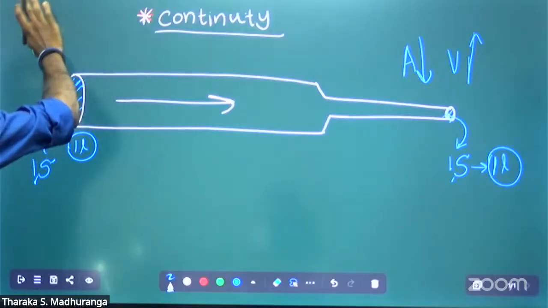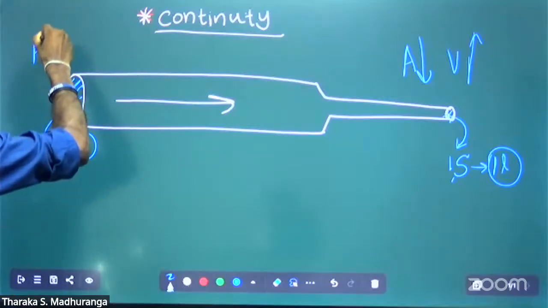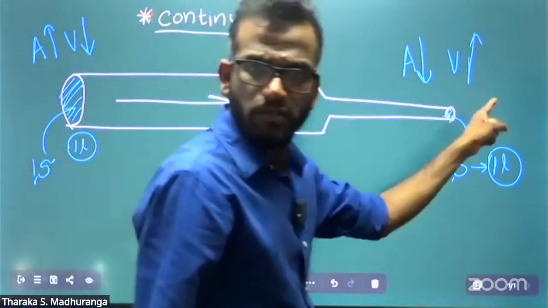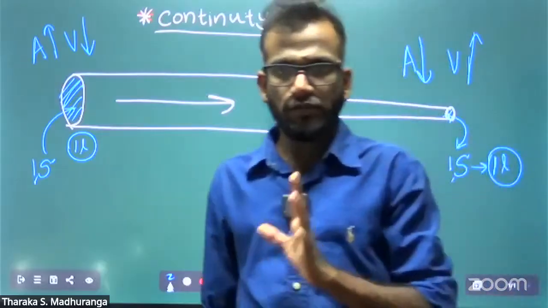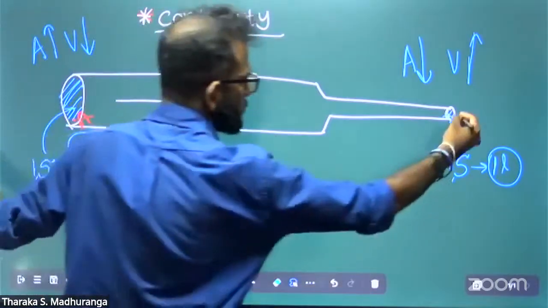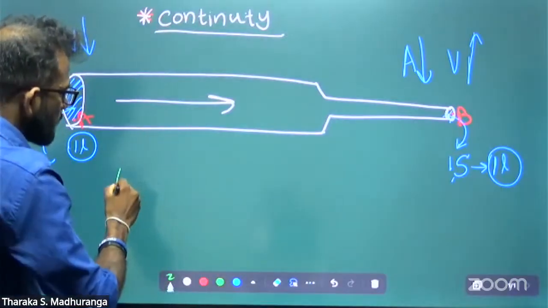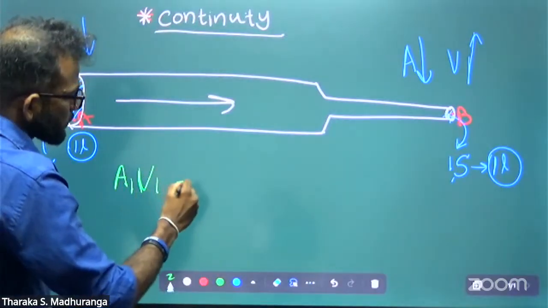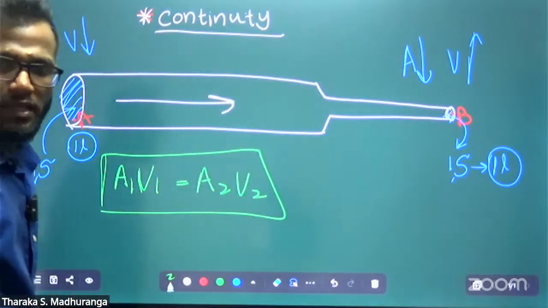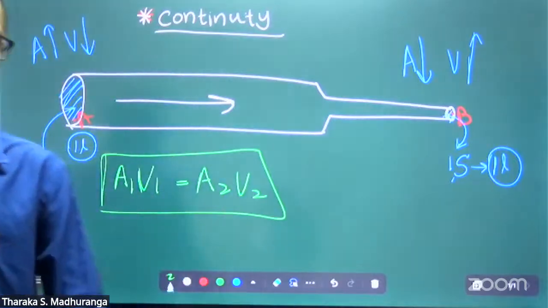If the cross section area is increasing, its velocity is decreasing. The v is not the volume, it is velocity. Now according to this, if I consider this end is A and this end is B, between these two sides we can get the relationship A1 V1 equals A2 V2, that we call the continuity equation. A1 V1 equals A2 V2 is the continuity equation.